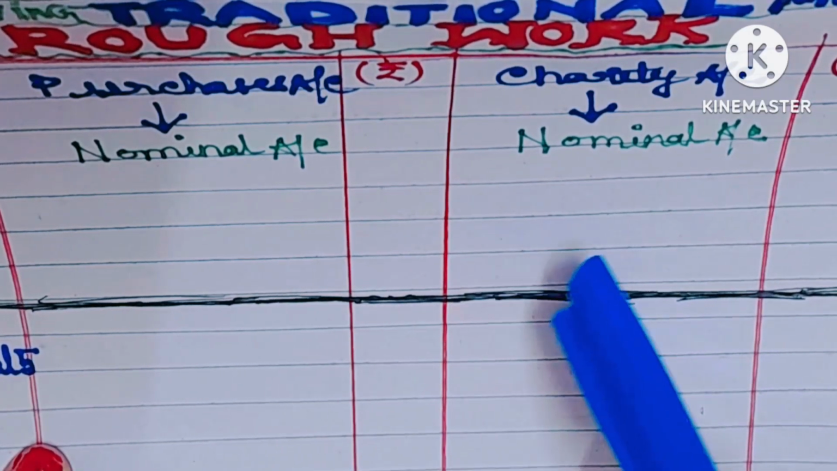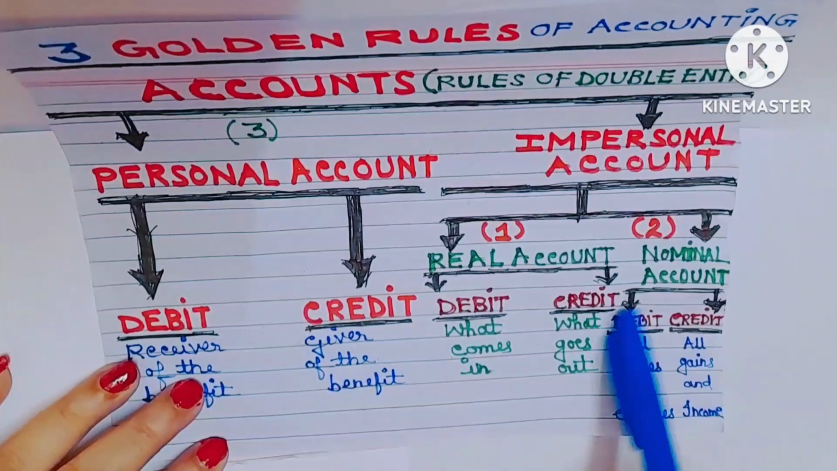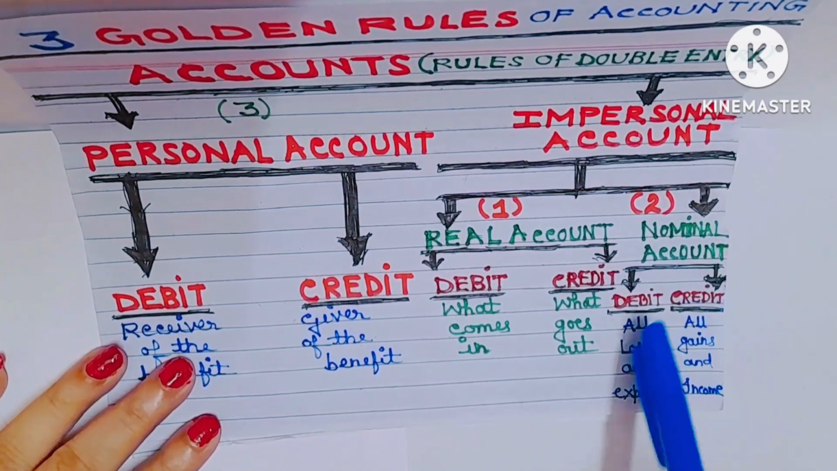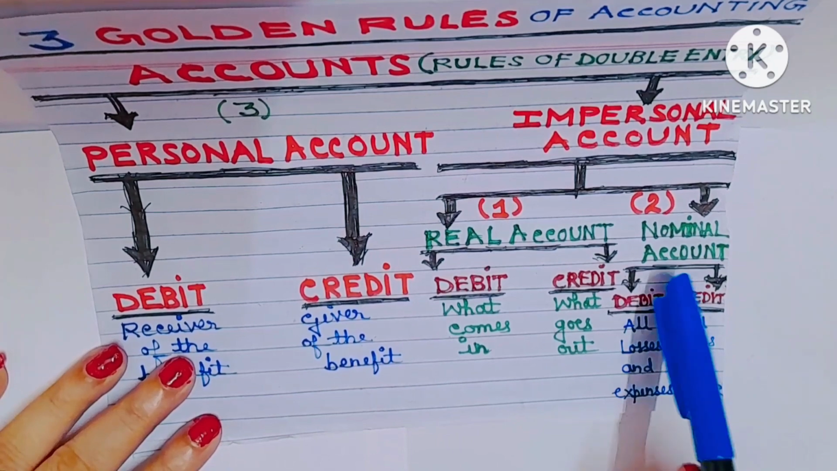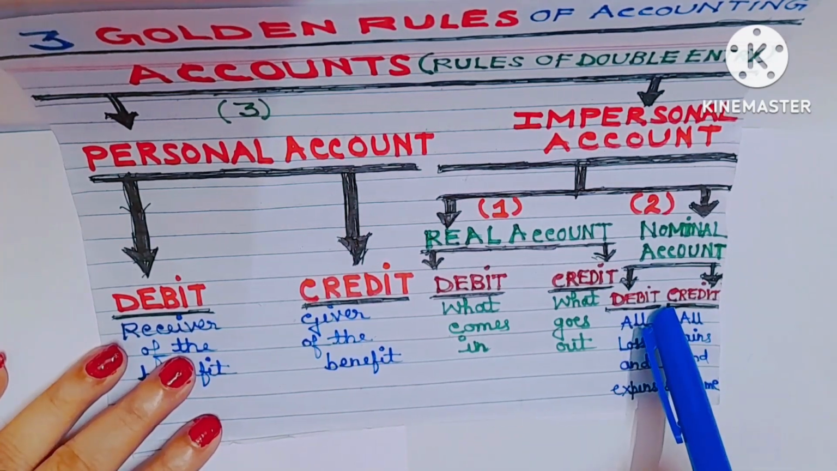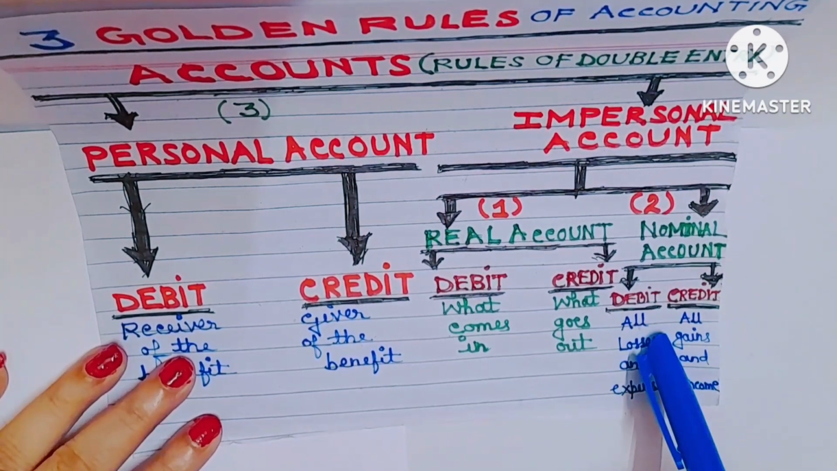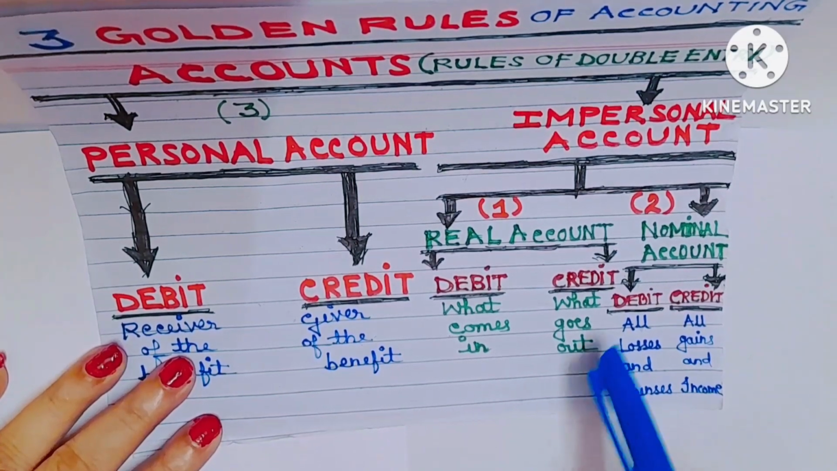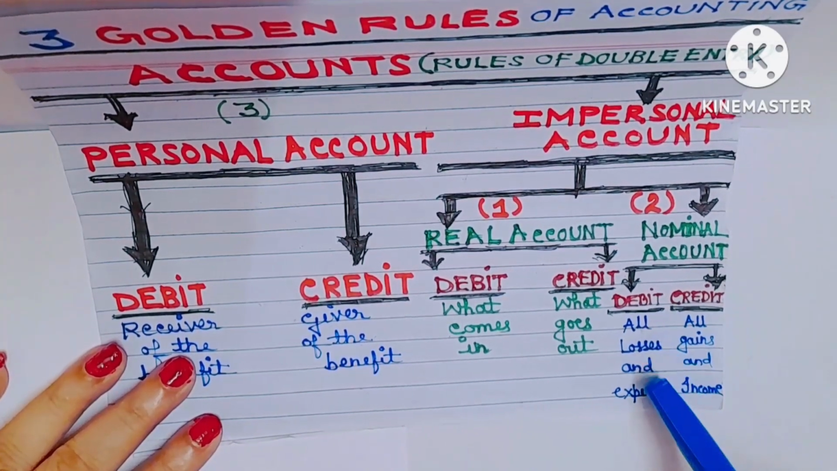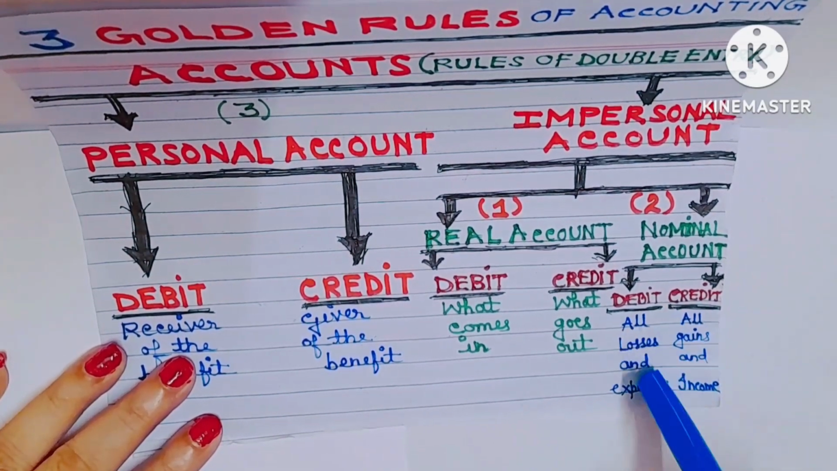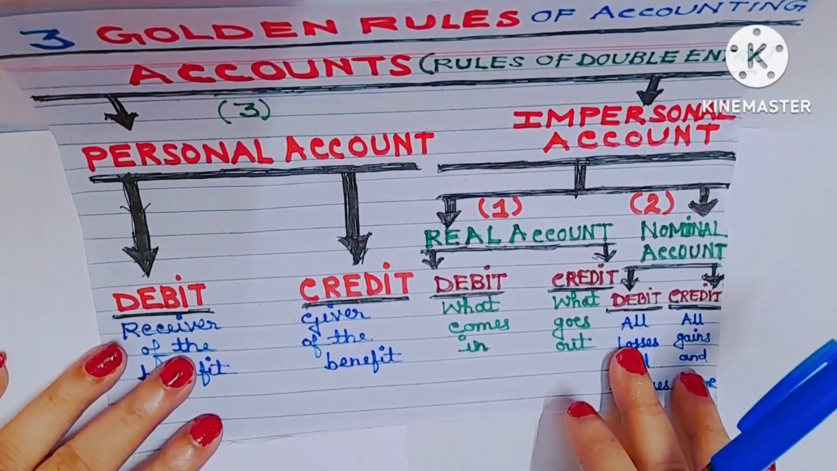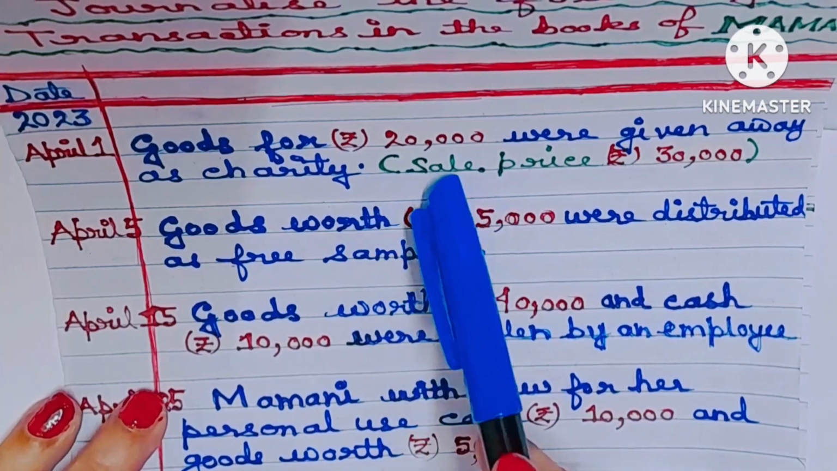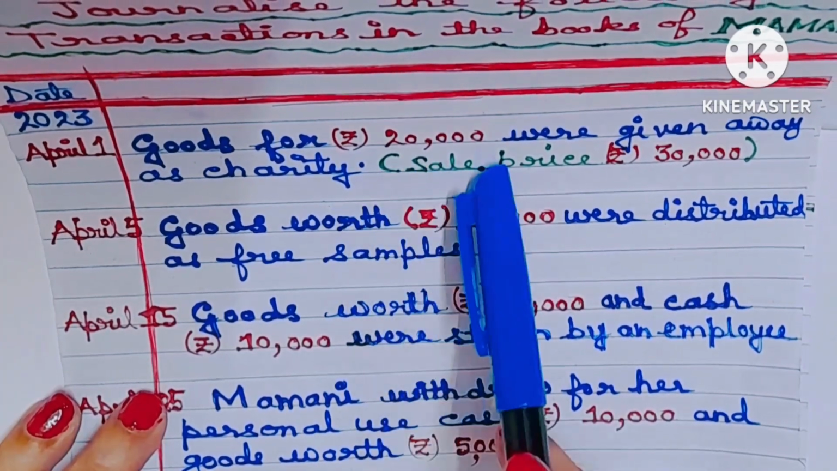Now let's see the traditional method chart. See, nominal account, debit all losses and expenses. So charity comes under nominal account and charity is an expense. So according to the rule of nominal account, all losses and expenses debit. So charity account will be debit. Understood? Now what is the amount we are going to take? So we should consider rupees 20,000.